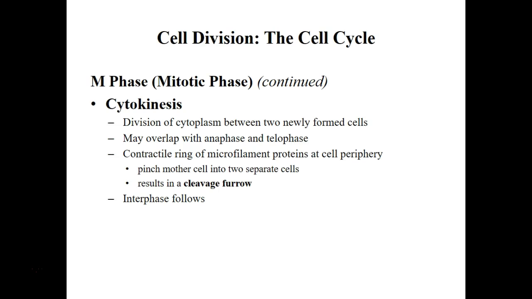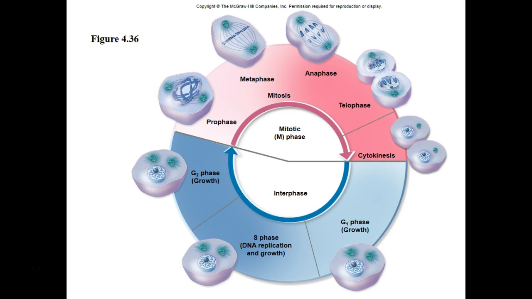As soon as the cleavage furrow separates the two cells, then we start a new interphase. And so this is the entire process, starting with growth 1, S, growth 2, then we have prophase, metaphase, anaphase, telophase, and between anaphase and telophase is when cytokinesis occurs. It's not really its own thing. It occurs here. They're just putting it separate here. And then we start with a new interphase for each of those cells.